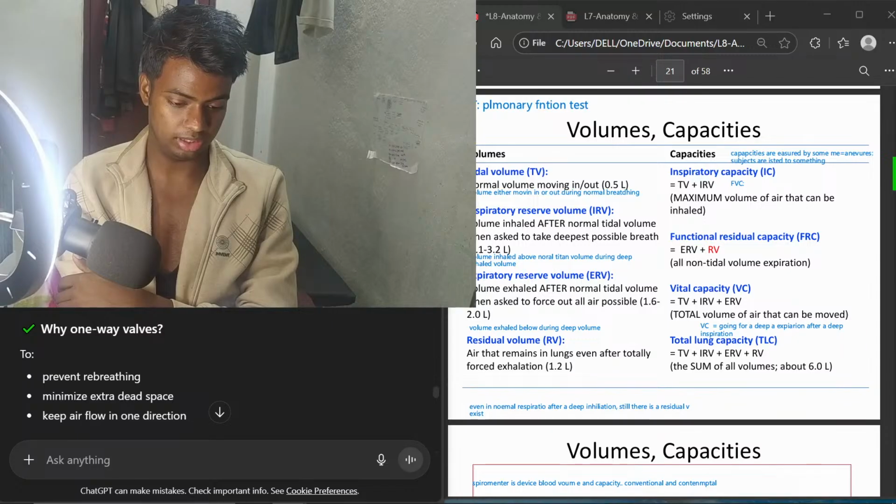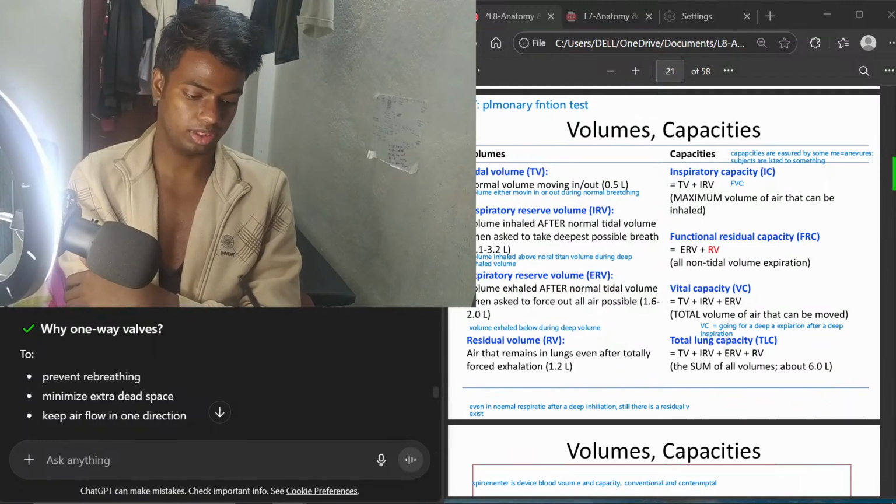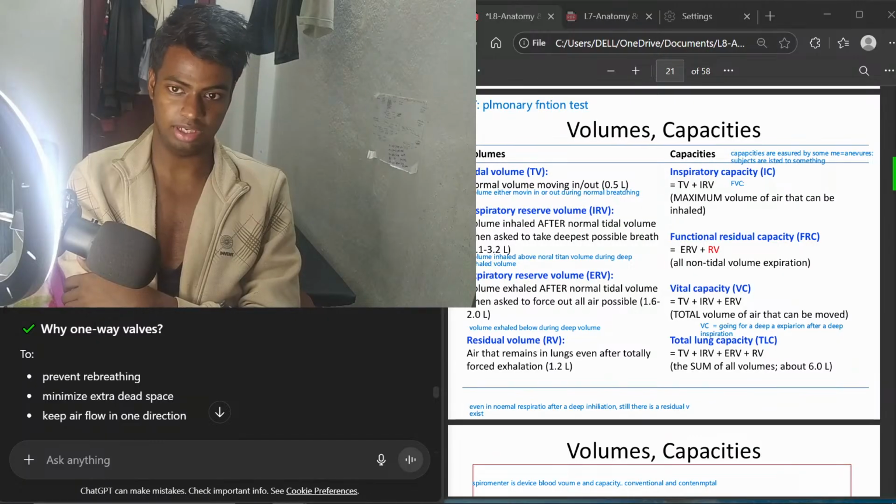Tidal volume is the volume that is inhaled in normal breathing. Normal breathing consists of 500 ml. Then IRV, inspiratory reserve volume.